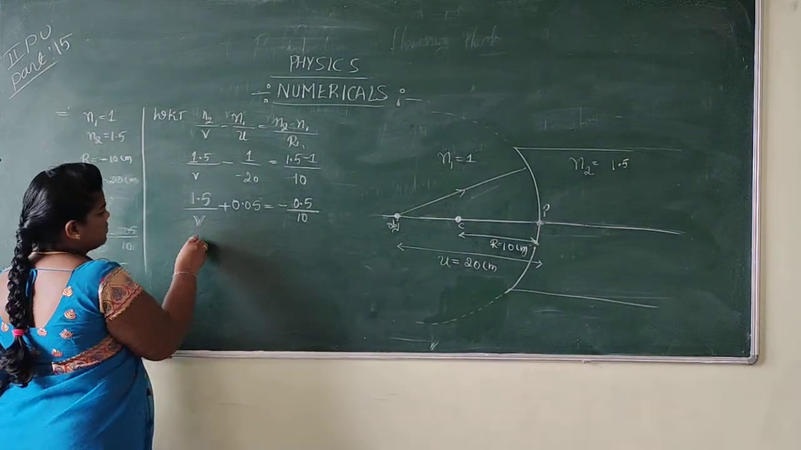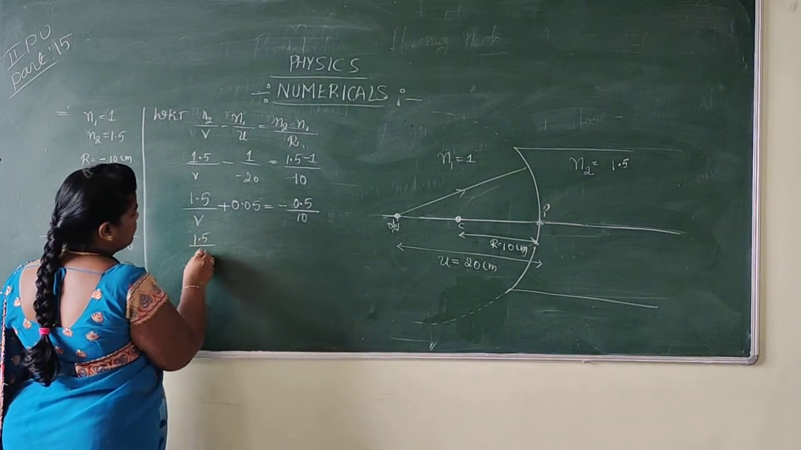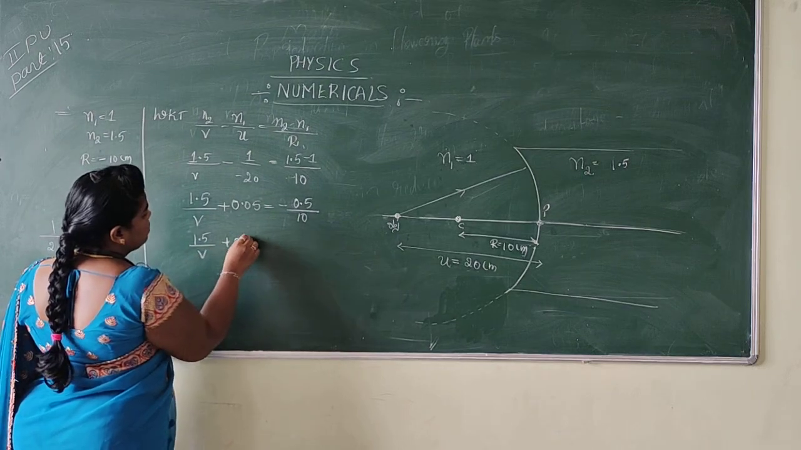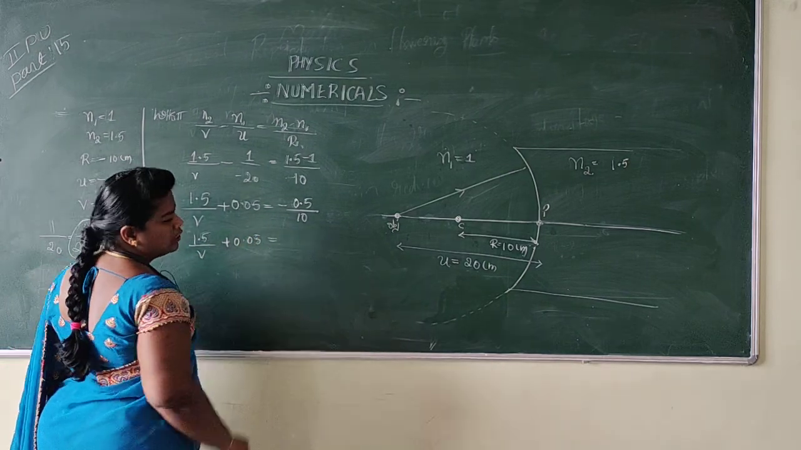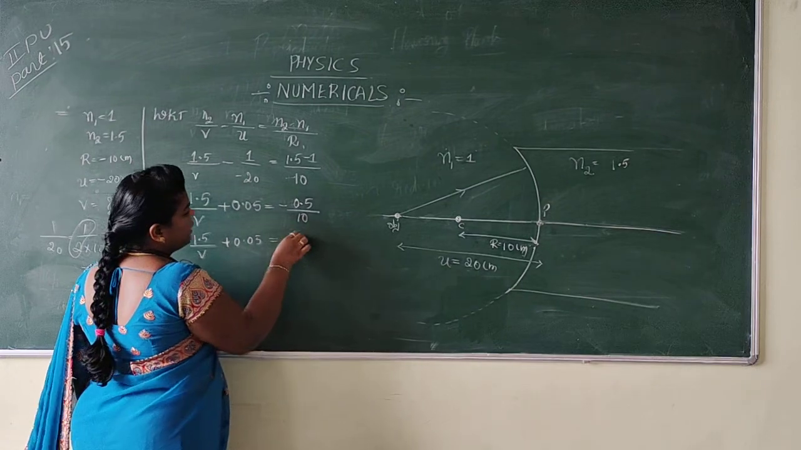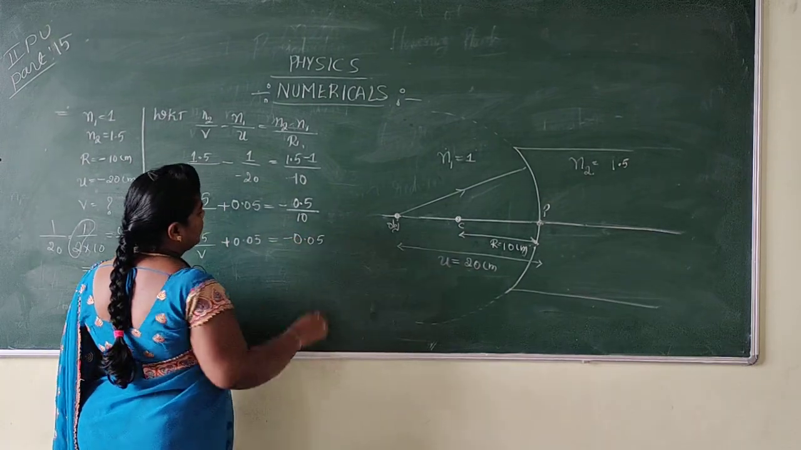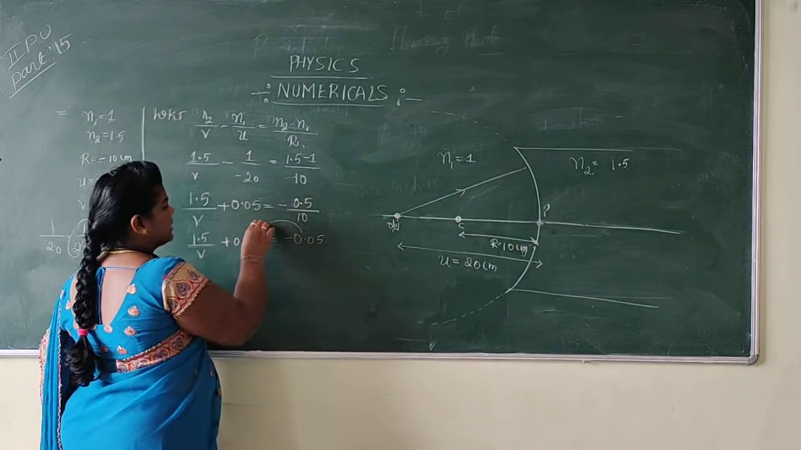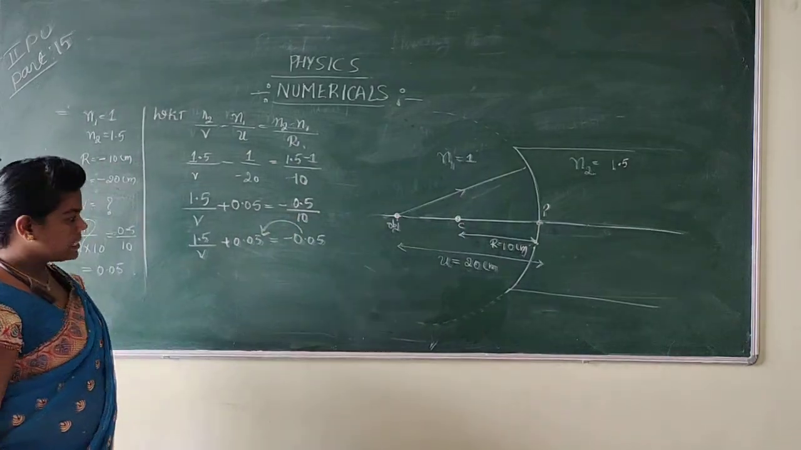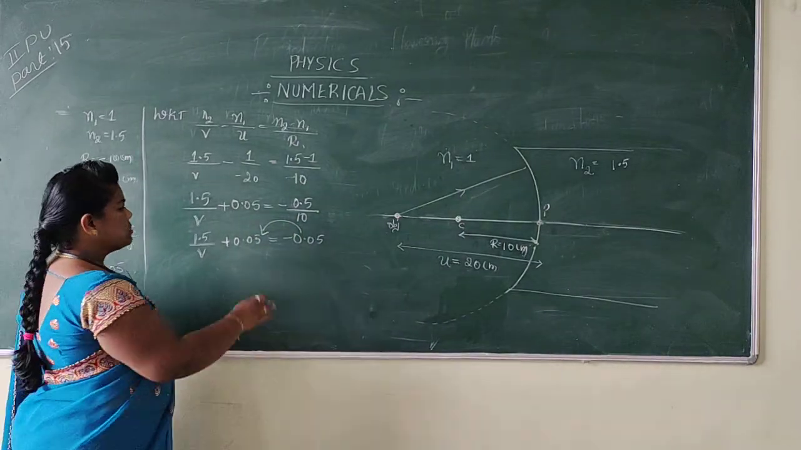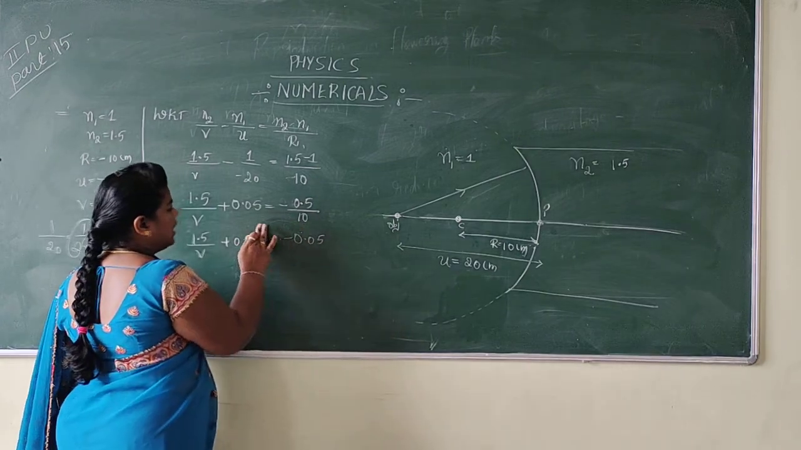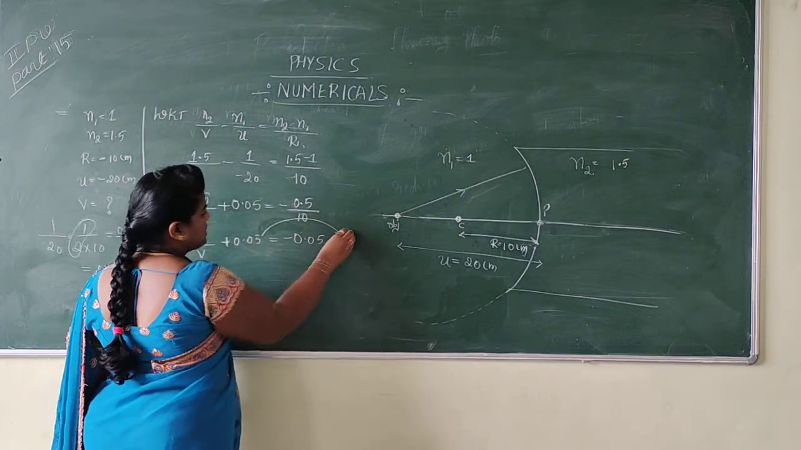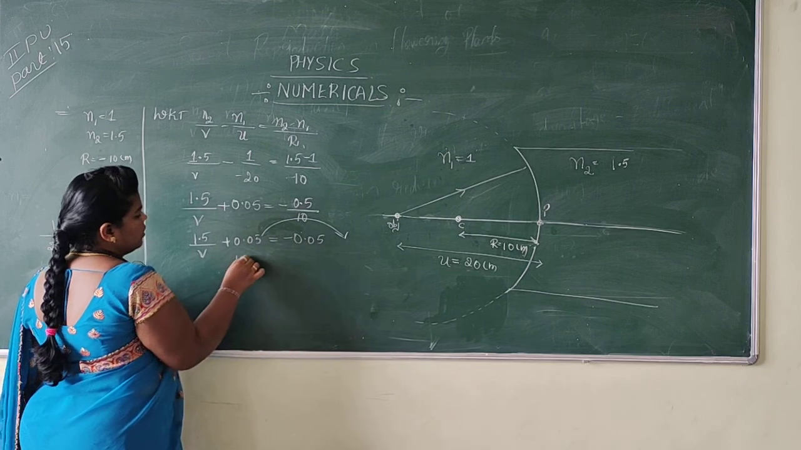0.5/10, right. Next step, let us see. 1.5 by v plus 0.05 is equal to 0.5/10, that is 0.05. See, if we shift the 0.05 to this side, it becomes minus. Since we need v, I will shift 0.05 to this side. Right.